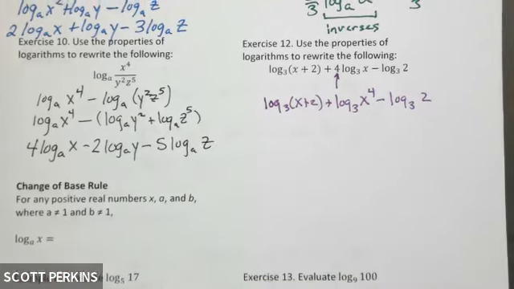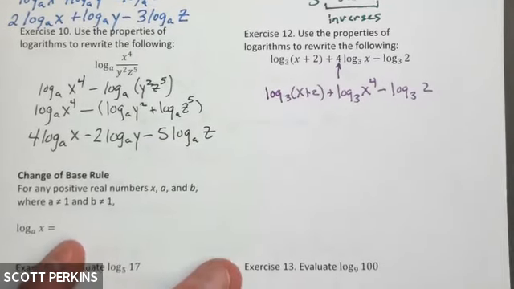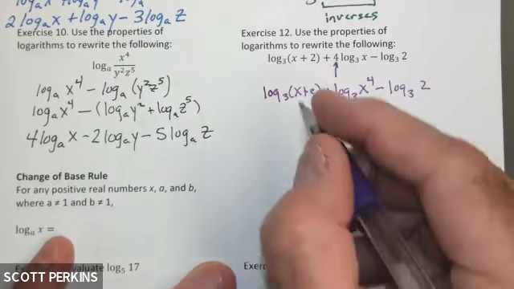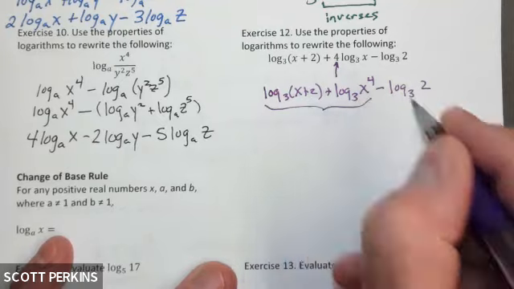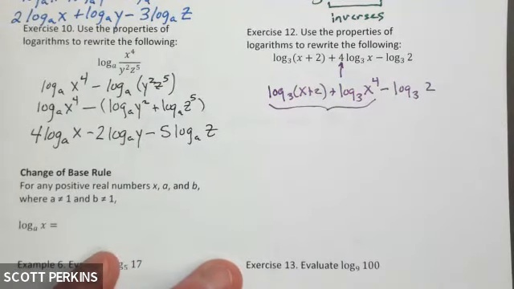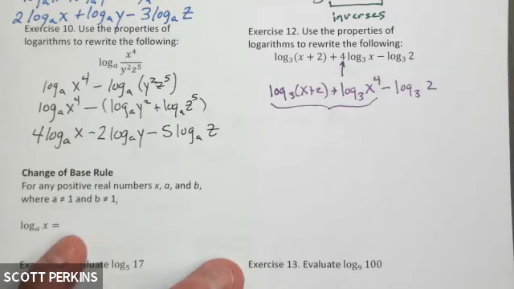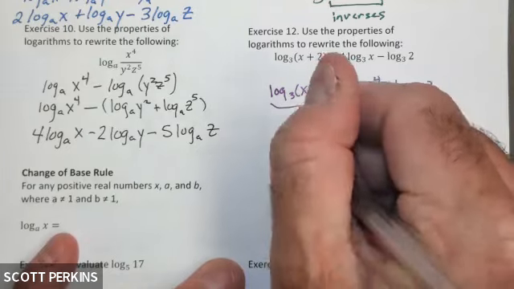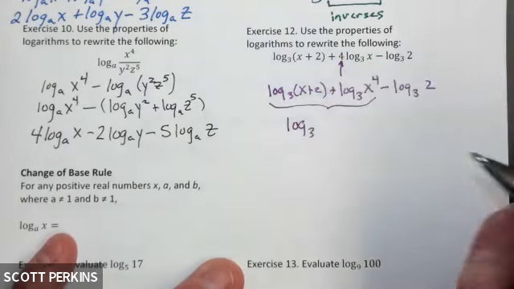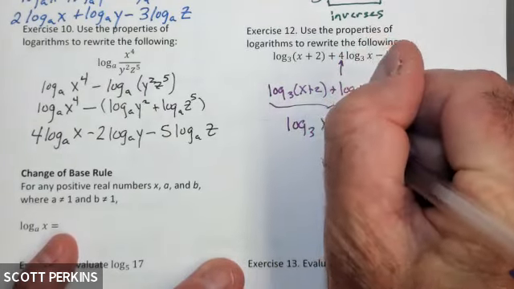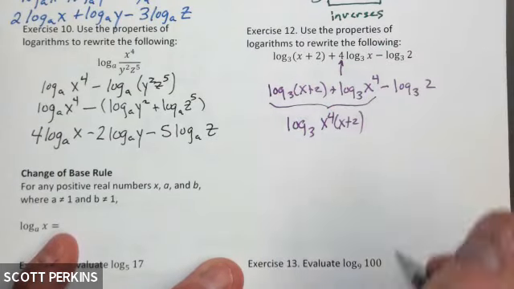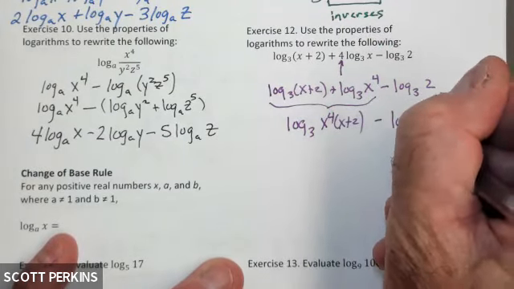And now I'm just going to work left to right. I'm going to do one thing at a time because I don't like to do too much. So I'm going to first use this one right here. I notice there's a plus between those two logarithms. So that means this is going to be the product rule. When I add logarithms, I'm multiplying. So I've got log base 3 of x to the 4th times x plus 2, and then minus log base 3 of 2.